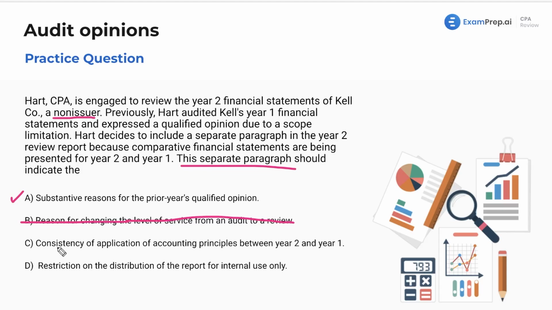Is it going to indicate the consistency of the application of accounting principles? Again, if there was a change, or if we want to talk about the consistency of principles, we would talk about that, but in a different paragraph. So again, focus on this paragraph that has to do explicitly with our reasons for the qualified opinion. Lastly, restriction on the distribution to internal use only. It doesn't say anything about that here. I don't see anything about it being restricted, but even if this report was to be restricted, that would be another paragraph.